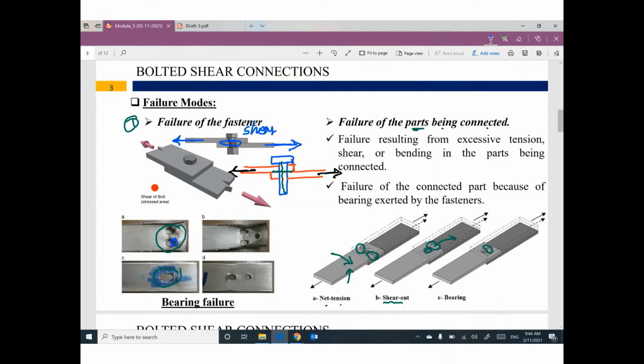Anyway, this slide can tell you the different modes of failure. The first mode of failure, which is very rare, is shear off, or failure in the shank of the bolt. The second one, which is common, is failure in the parts being connected: failure in the member itself, failure in the gusset plate, all of this stuff.